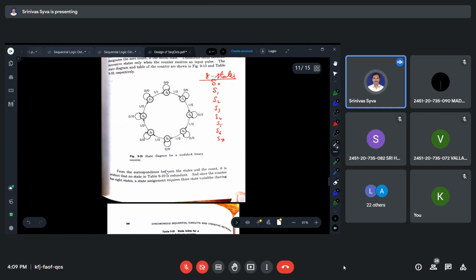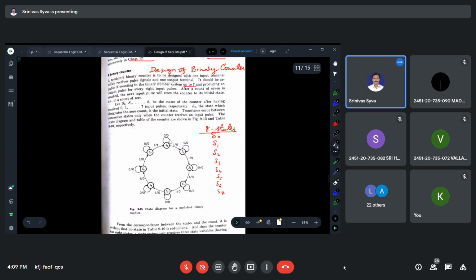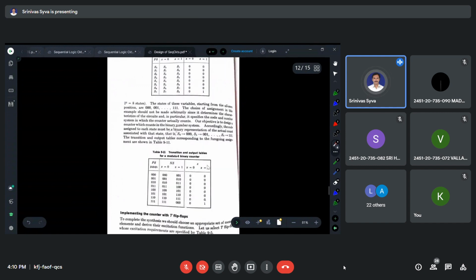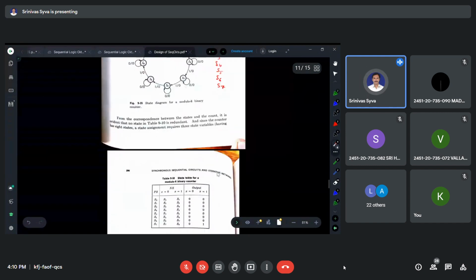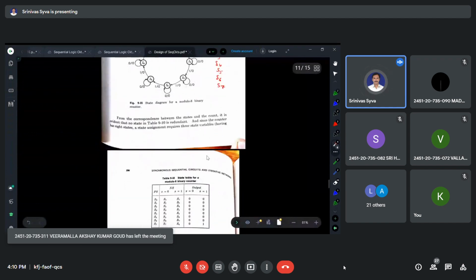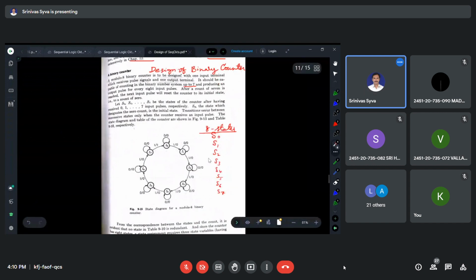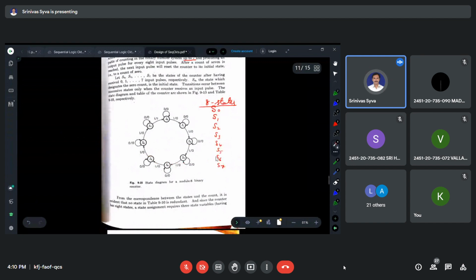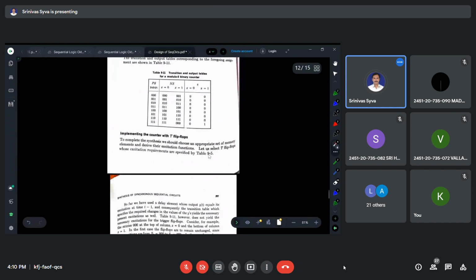So if you understand the design of the sequence detector and the design of a modulo 8 binary counter, this topic will cover the concepts of both unit 4 and unit 5. We have covered the unit 5 main question, the design of the sequence detector, which comes under finite state machines. I have directly taken the problem and explained it in order to cover more in less time.